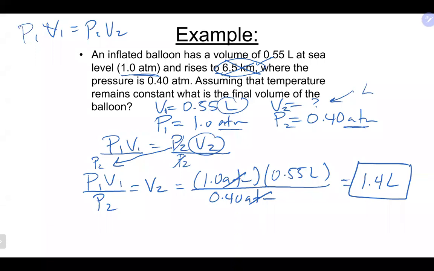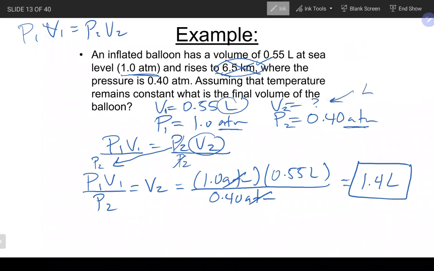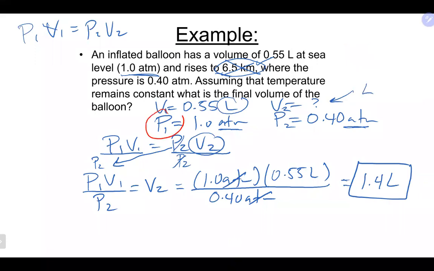If we think about the relationship of Boyle's law, in this case the pressure went from 1 to 0.4, which meant the pressure went down, so the volume should go up. And it went from 0.55 to 1.4, so it did move in the correct direction. It's a good way to check yourself that you didn't invert a number or something like that. At least you're going in the correct direction based on what Boyle's law tells you. Any questions on that?